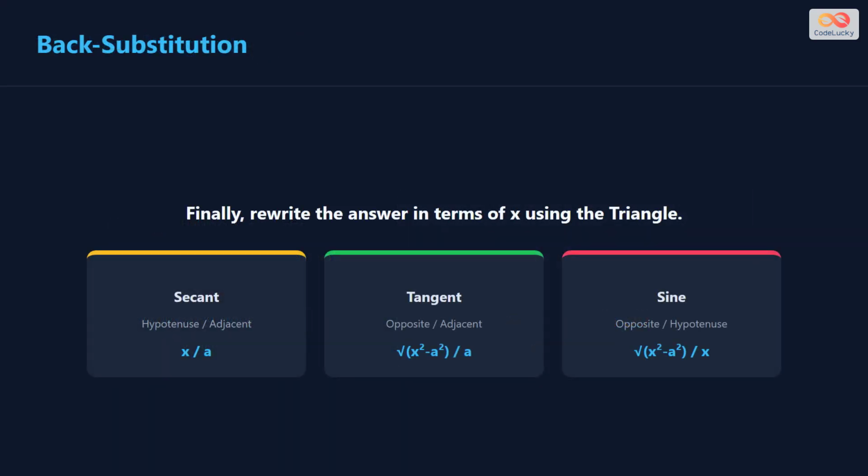After integrating, your answer will be in terms of theta, but we need it in terms of x. We return to our reference triangle. We can read the values for secant, tangent, or sine directly from the triangle's sides to translate our final answer back into the original variable.